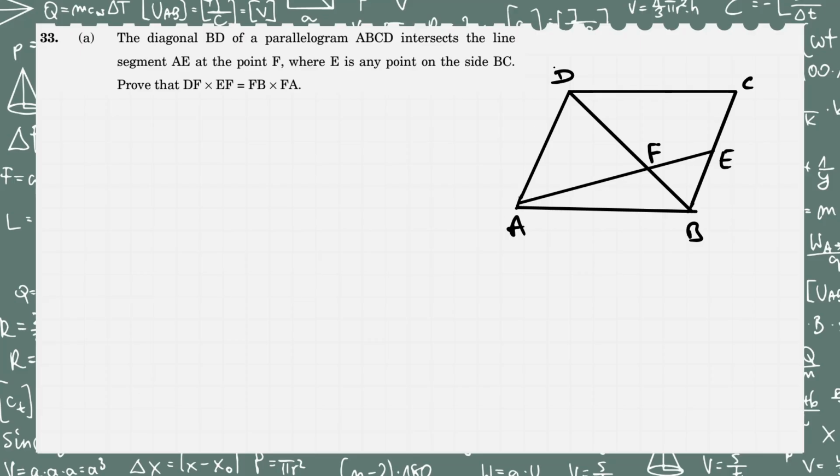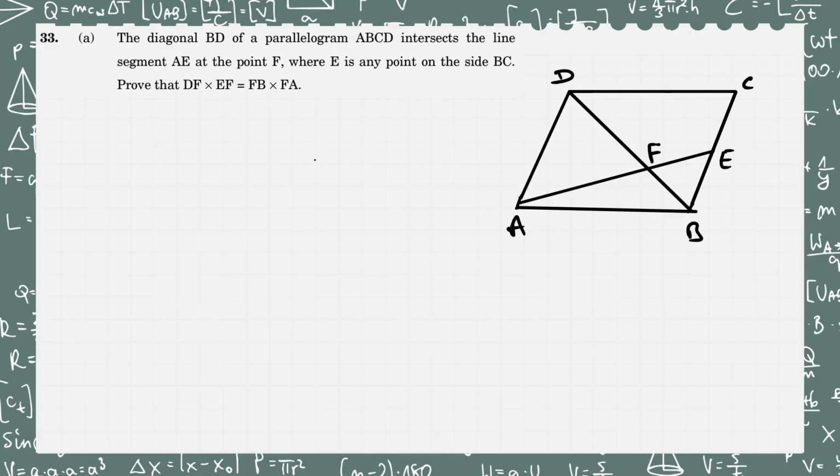Draw the parallelogram ABCD and join the diagonal BD, and draw a line AE which cuts this BD at F, and E is not the midpoint of BC. It is any point on side BC. So this is the given situation. Now we have to prove this one. So we are going to prove a similarity, and from the similarity we can write the corresponding sides are proportional, and from the proportionality we can prove this one.